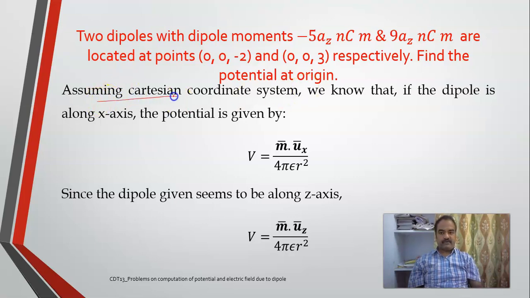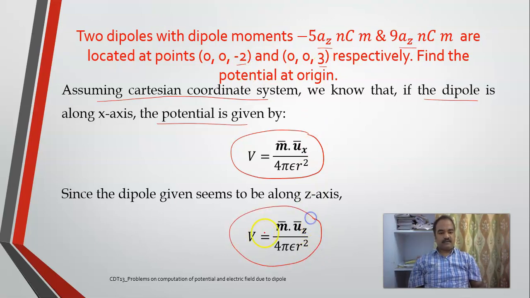So I'll assume the Cartesian coordinate system, and we know that for a dipole along the x-axis, the potential will be given by this expression. Now, he has given the dipoles lying along the z-axis and has mentioned z coordinates only. So I'll just take it as the z-axis instead of the x-axis: V = m dot uz by 4 pi epsilon r square.